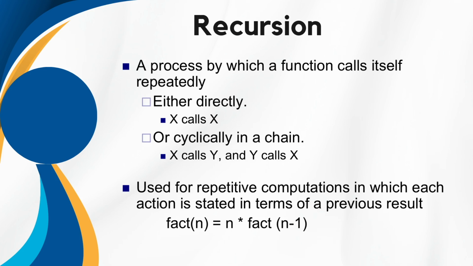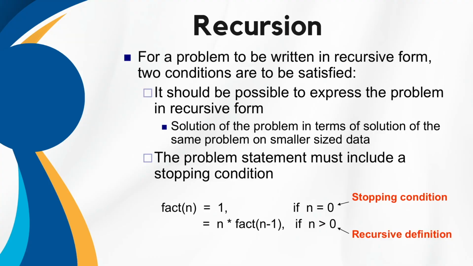If I want to compute the factorial of 5, we know that it is 5 into fact of 4, right. So, if I am able to express the solution in terms of a previous step, then we can very well represent the function in a recursive way. These are the conditions which need to be true for a problem to be written in a recursive form. First, it should be possible to express the problem solution in terms of the solution of the same problem, but on smaller sized data.